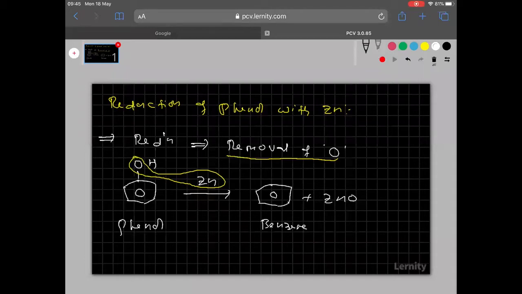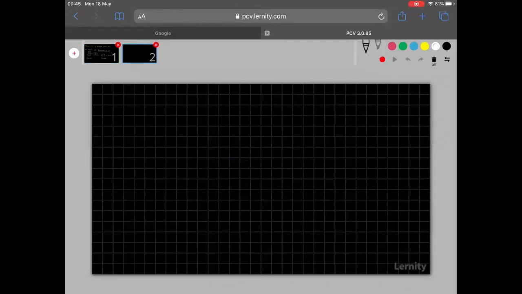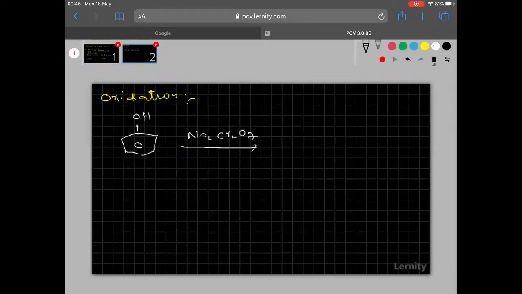Right. Now, the last chemical property, that is oxidation. Last chemical property, oxidation. Okay, now see clearly about the oxidation. So here, what happened? Phenol undergoes oxidation with Na2Cr2O7. What is the name of Na2Cr2O7? Sodium dichromate in acidic medium.